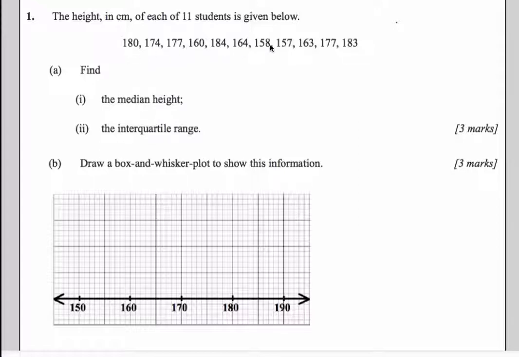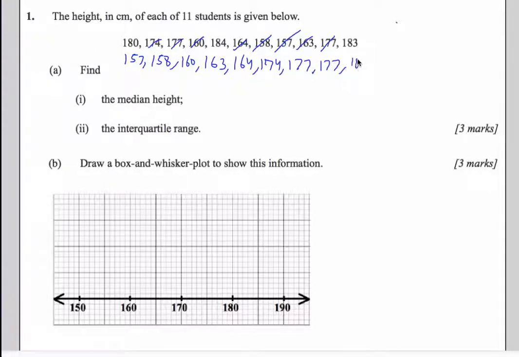Okay, so the smallest one is 157, then we've got a 158. And then let's look at the 160s. We have 160, 163, 164. We have 170, oops, 174, 177, another 177. Then we have a 180, a 183, 184. Let's double check, see if we have 11. 1, 2, 3, 4, 5, 6, 7, 8, 9, 10, 11. So we've counted them all.